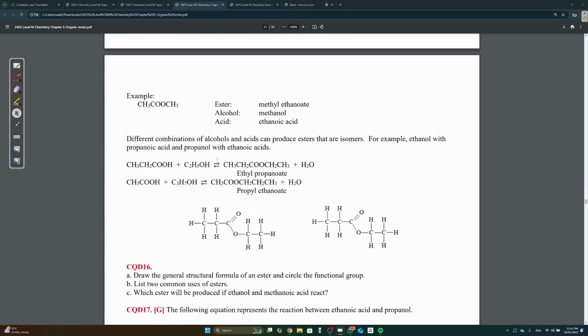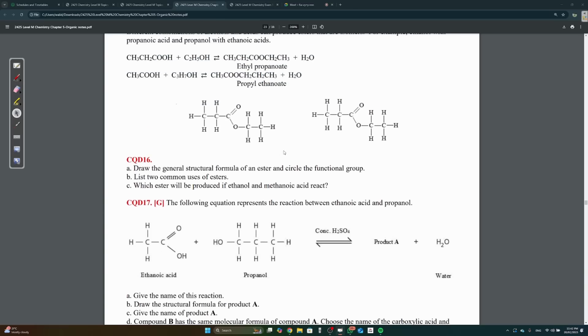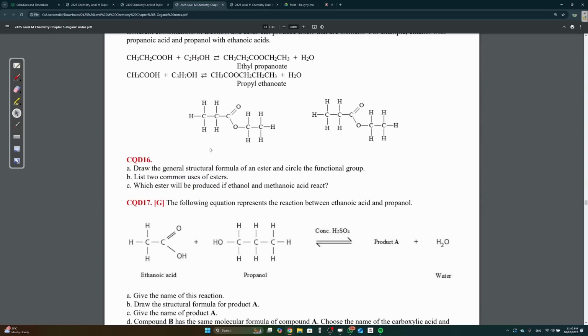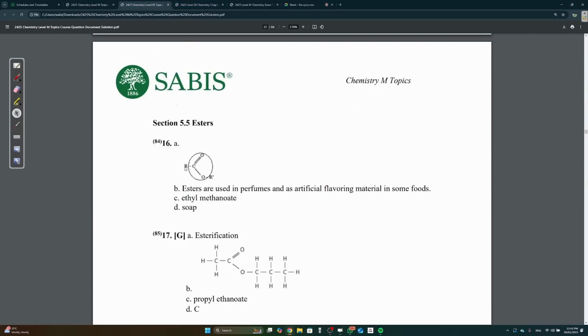Where are we? List, and circle the functional group. So we did part A. I showed you why: R bonded to R prime in the functional group. List 2 common uses of esters: perfumes and artificial flavoring in some foods. They're used in perfumes. This came in an exam.